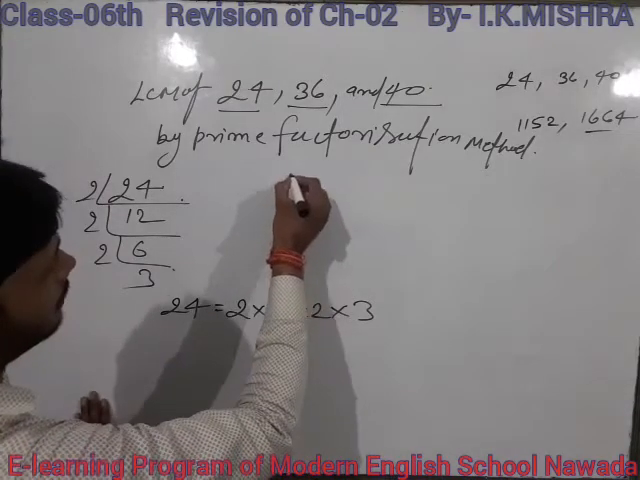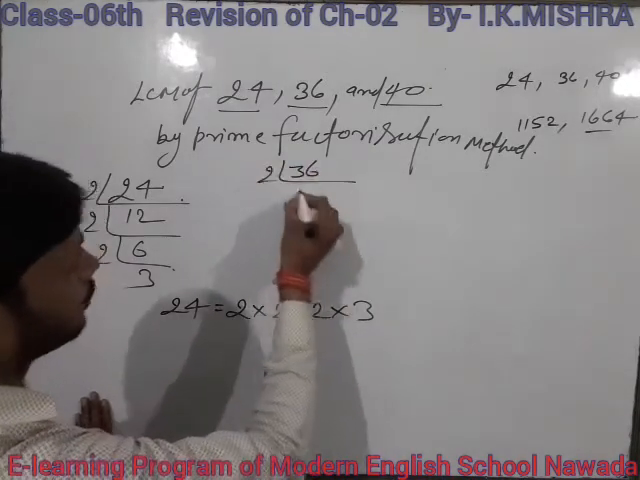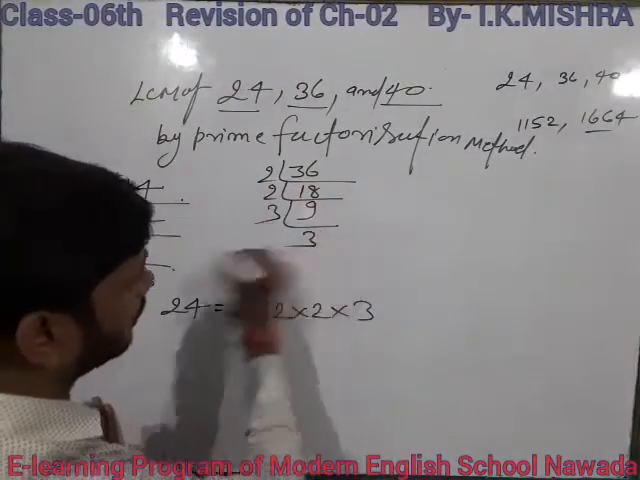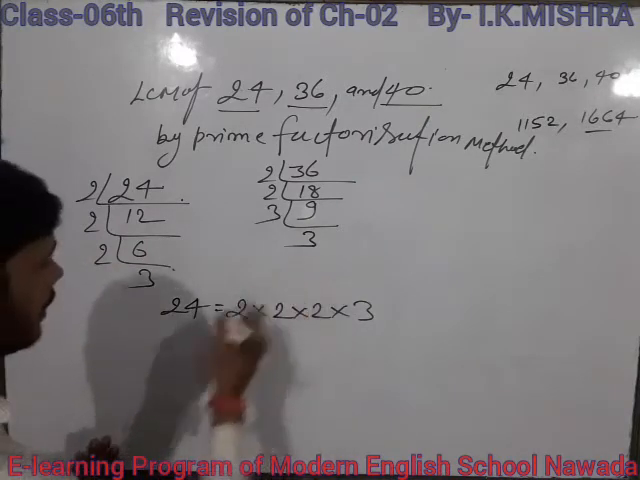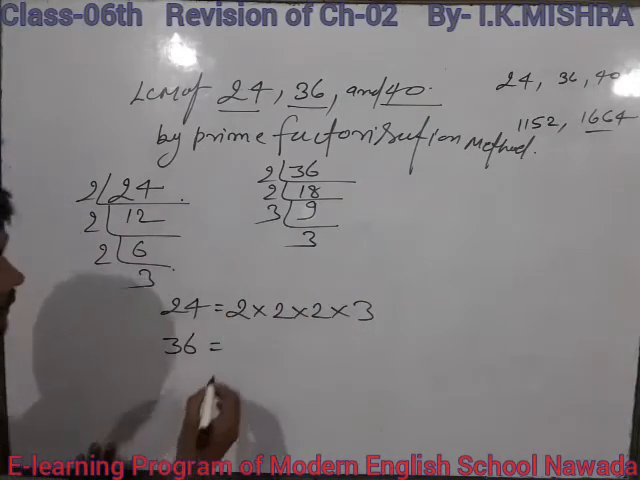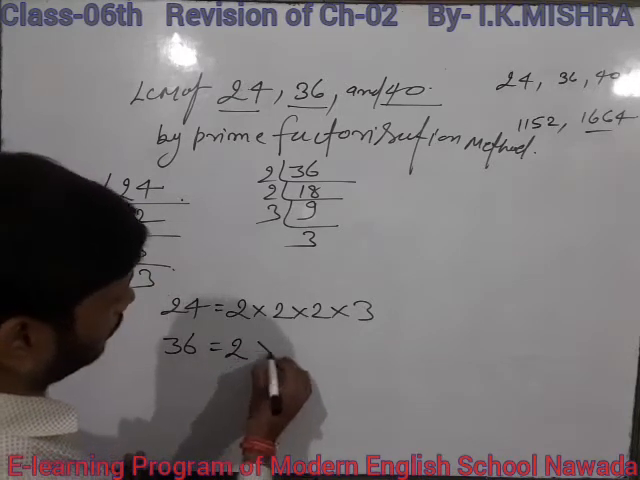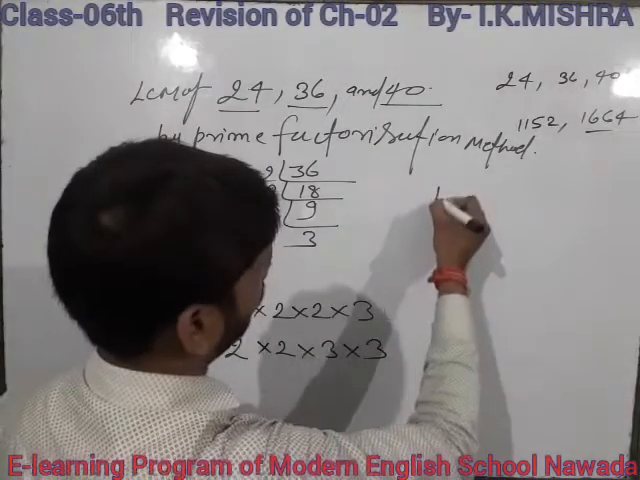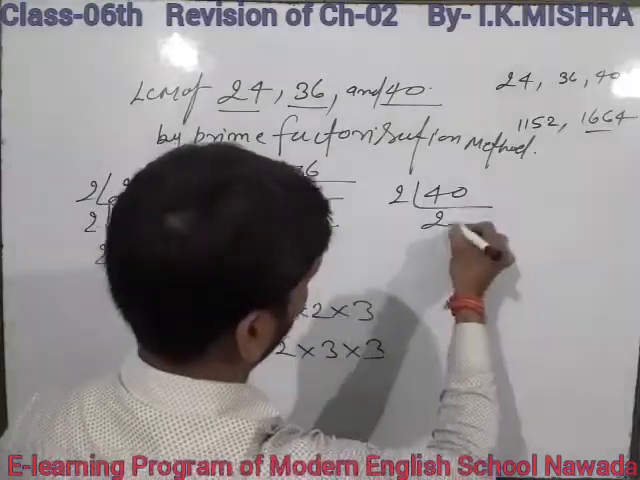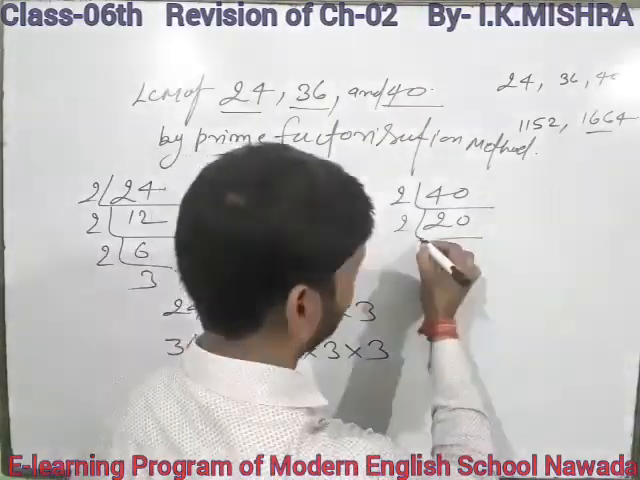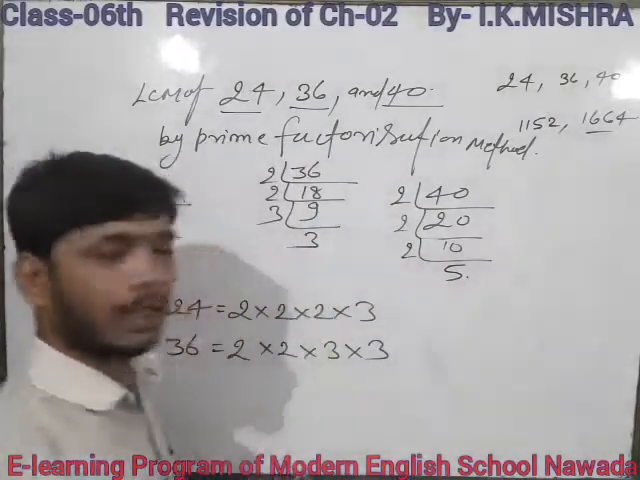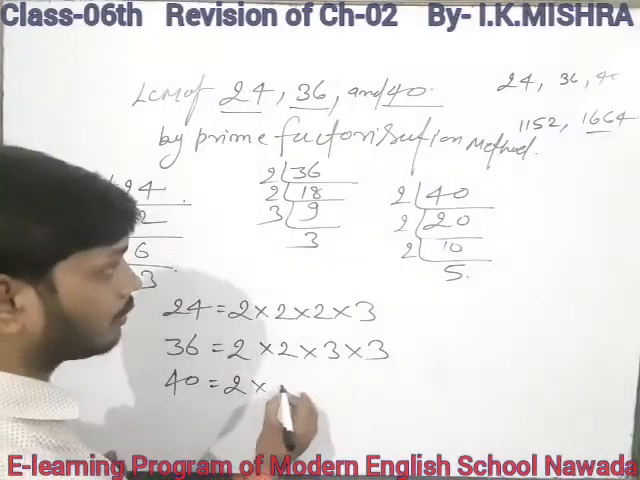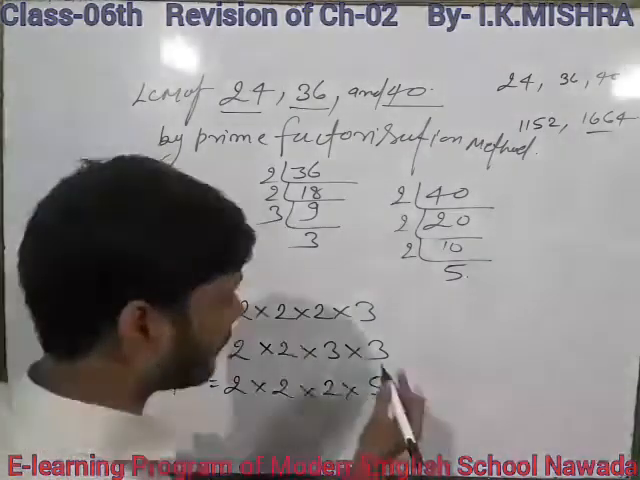Now factorize 36: 18, 9, 3, 3. That means you can write 36 is equal to 2 into 2 into 3 into 3. Then factorize 40: 20, 10, 5. That means students, you can write 40 is equal to 2 into 2 into 2 into 5.